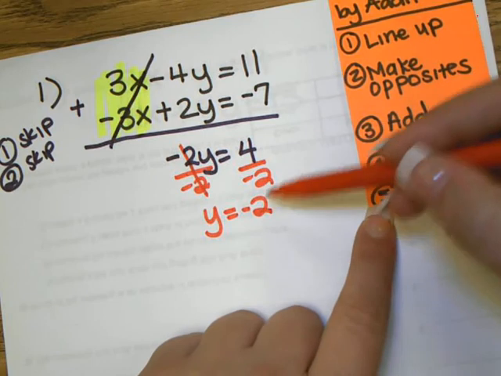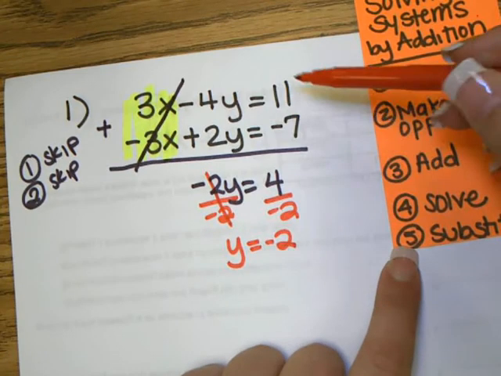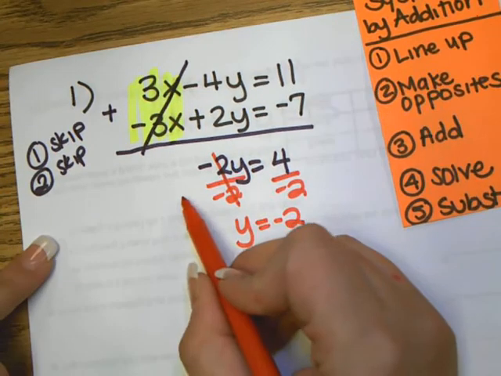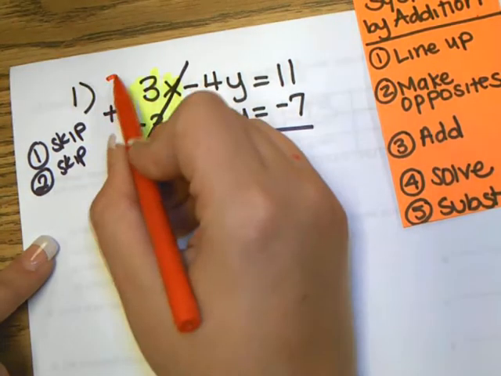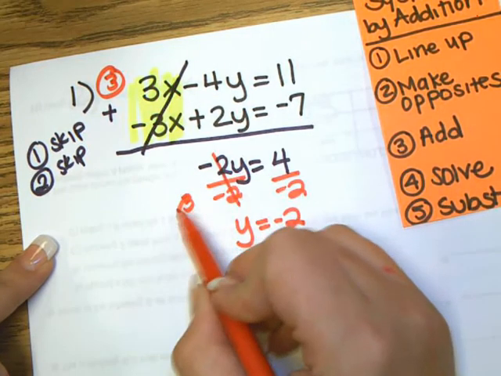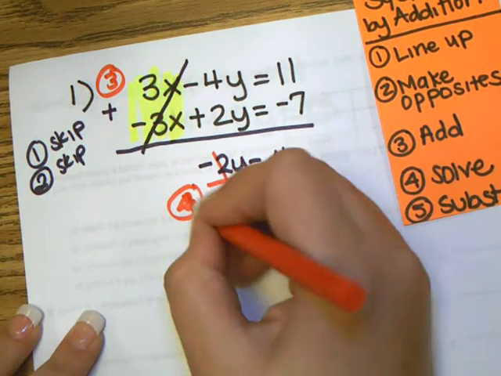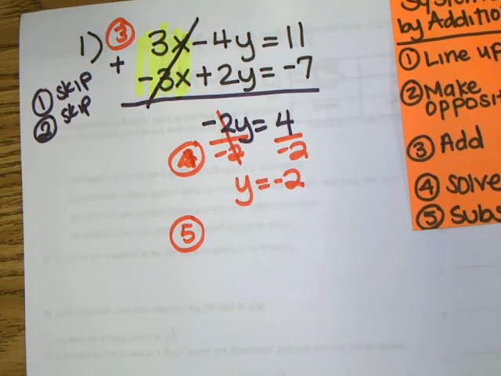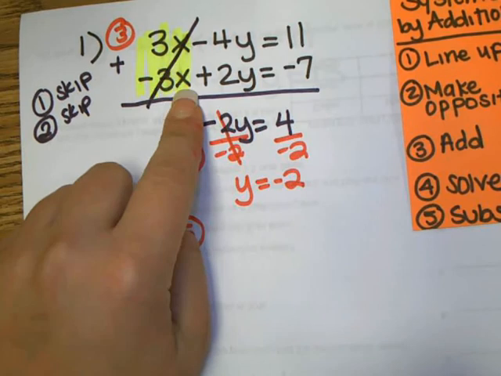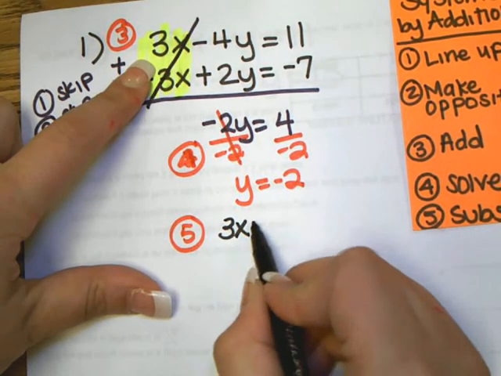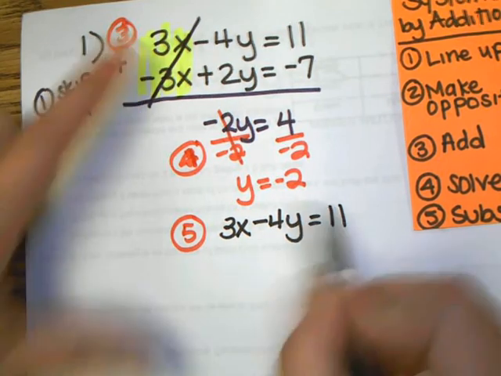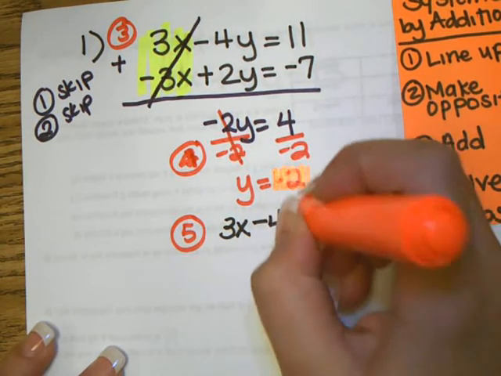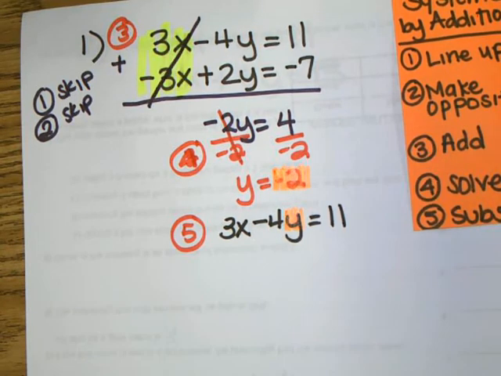Okay, then our very last step is we're going to substitute this value back into the original problem, one of these problems, to get the x value. So this was step 3, where we added. Step 4 is where we solved. So the very last step, step 5, I'm going to go back to the original problem, and I'm going to pick the top one. You could pick the bottom equation. And now that we know what y is, we're going to replace the y with negative 2.